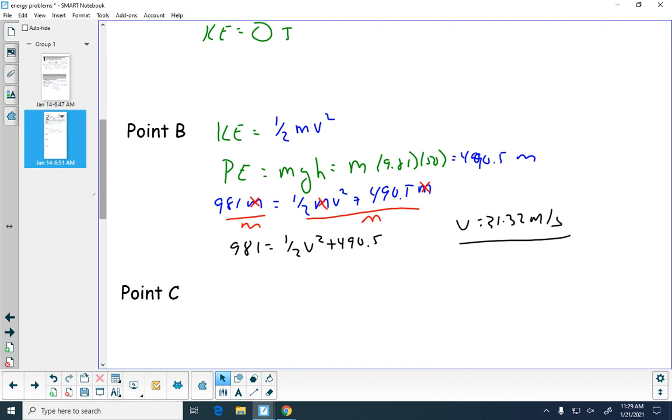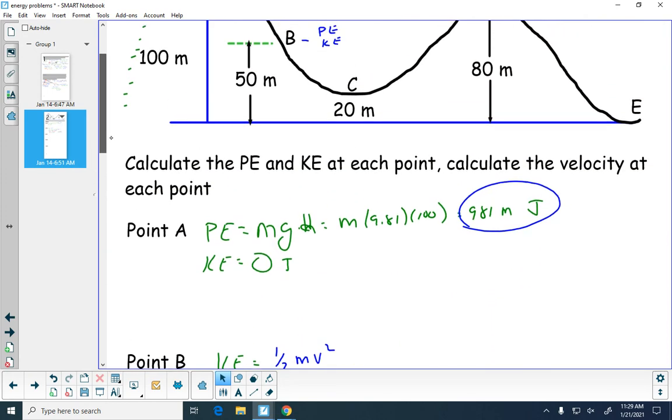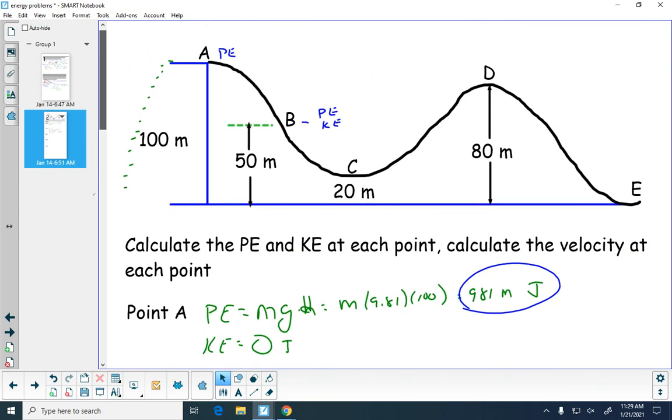Does not matter what the mass is. Okay, what I want you to do for homework is finish out the rest of the points. What's the velocity at each one of those points? At point C, point D, and point E. That'll be your homework for tonight. We'll come in tomorrow, we'll go over that, and we'll have a few more problems dealing with energies to do.